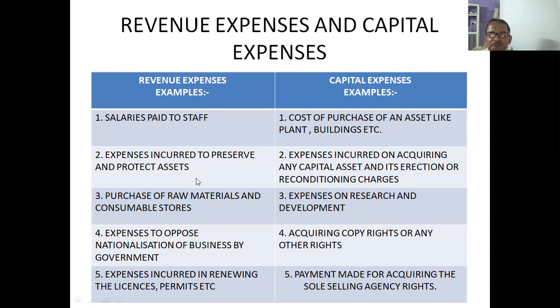Expenses incurred to preserve the product assets are revenue expenses. Expenses incurred in purchasing any capital asset are called capital expenses. Purchase of raw materials is a revenue expense. Expenses incurred on R&D are called capital expenses.